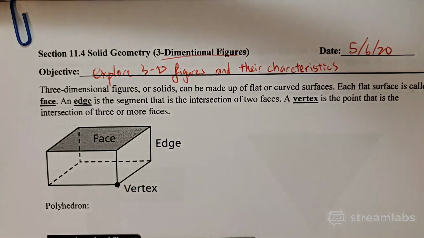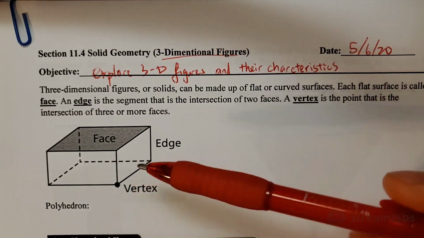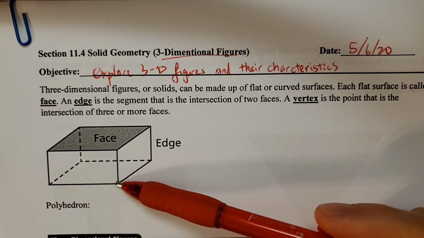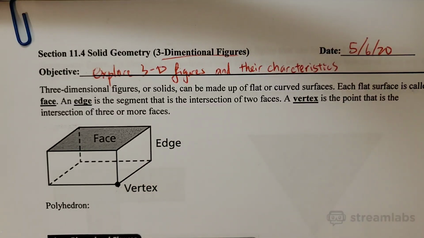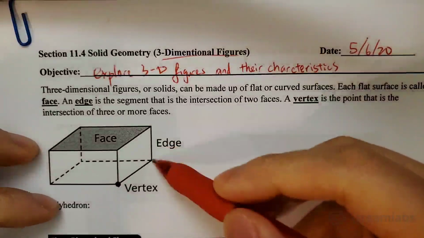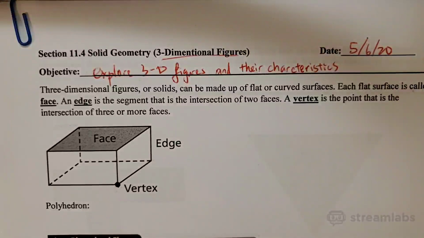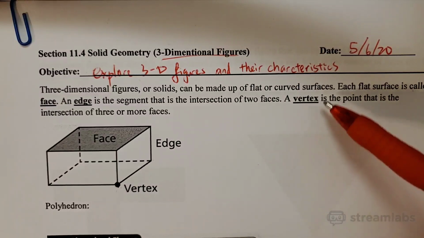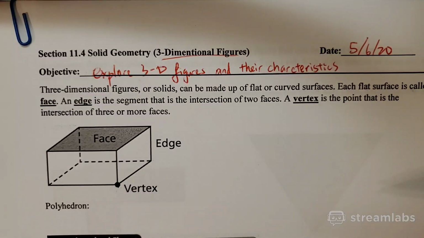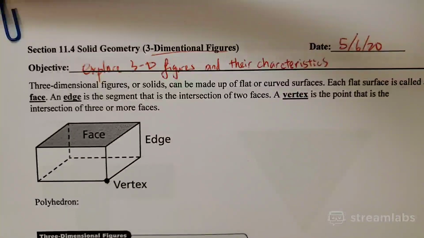Okay, so there are several things to three-dimensional figures. These flat surfaces are called faces. Vertex is the point, the corner. Edge is the straight edge. The intersection of the two planes is called an edge. Okay, and vertex obviously is the point at the intersection of three or more faces. Yeah, I've listed the definitions all here. Okay.